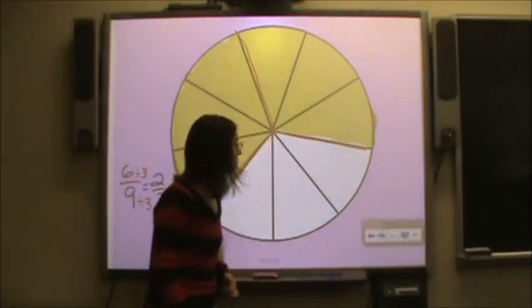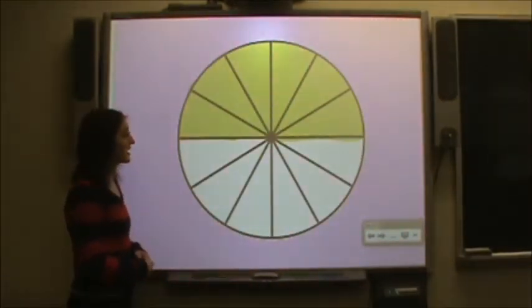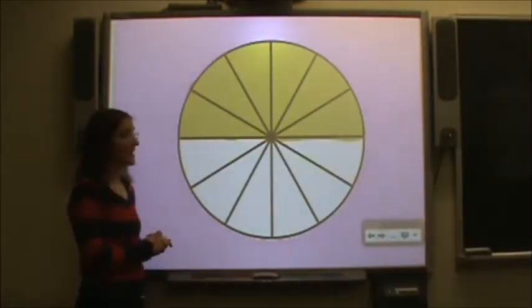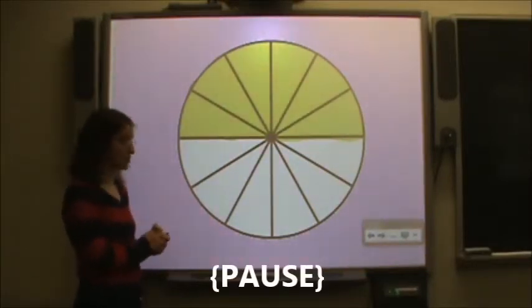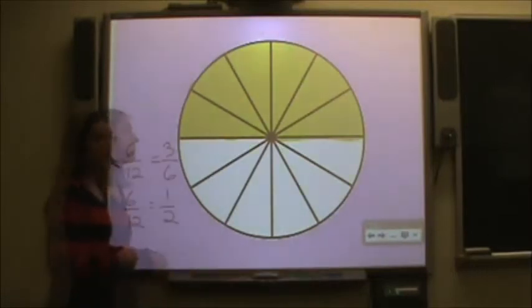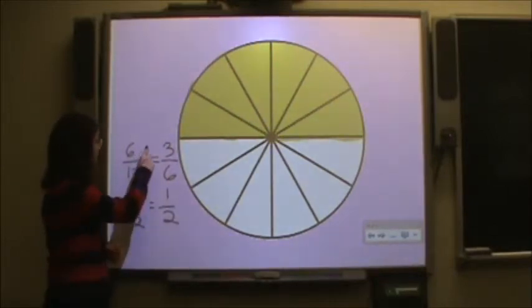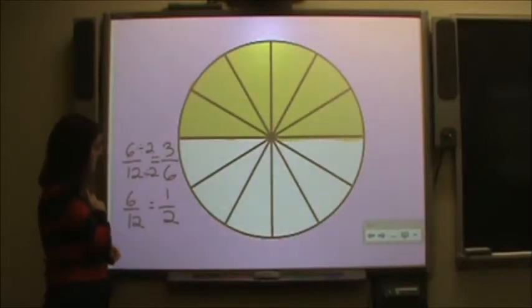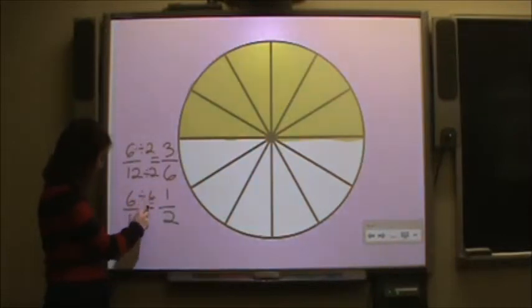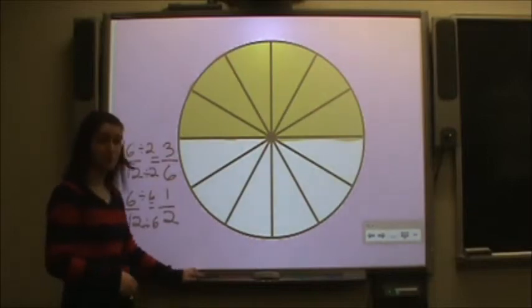Let's try another one on your own. You're going to find an equivalent fraction, 2 equivalent fractions in fact, both reduced for this representation of a fraction. Pause the video and do that now. The 2 equivalent fractions are 3/6 and 1/2, because if you divide 6 by 2 and 12 by 2, it's going to get you 3/6, and if you divide 6 by 6 and 12 by 6, you're going to get 1/2. So those are both equivalent fractions.